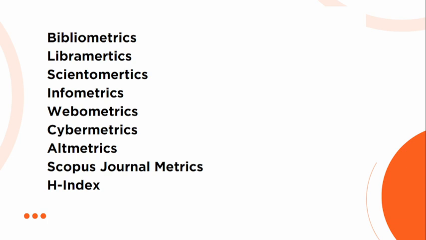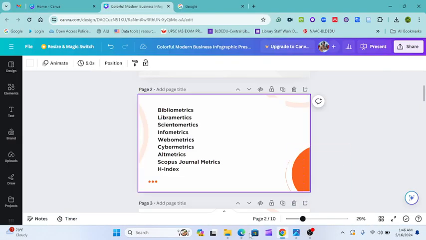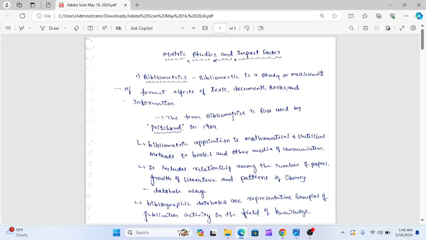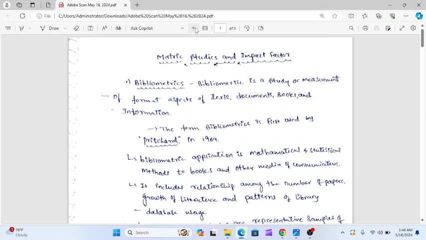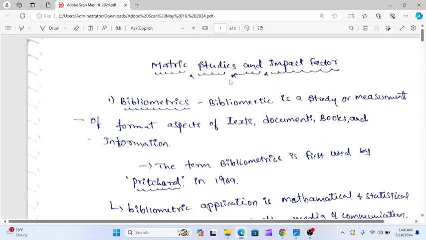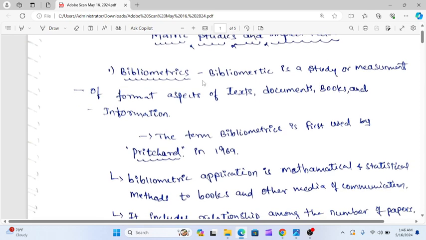These two slides are used only in digital format; otherwise I am using my handwritten notes. Okay, let's start. So, metric studies and impact factor. We will study bibliometrics first.